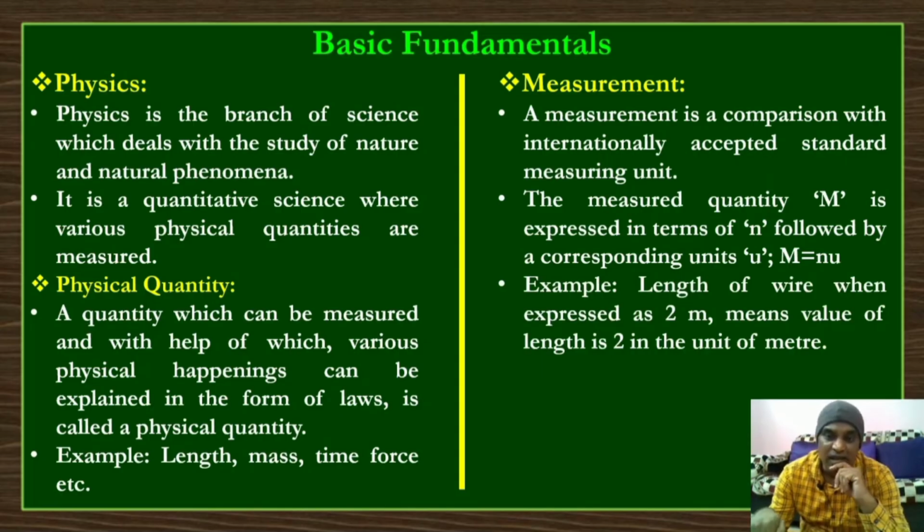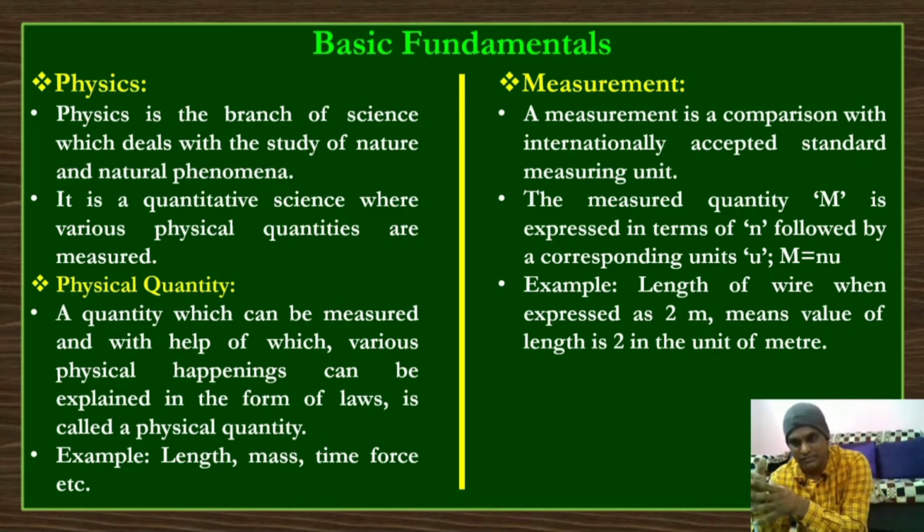For example, suppose the length of a wire is expressed as 2 meter. We have measured the length of that wire using some scale, and that is 2 meter. So 2 is the expression of that length in the unit of meter. It can be centimeter, or any other unit you can use; you will see different types of units. In this way the things are measured. Basically it is a comparison.